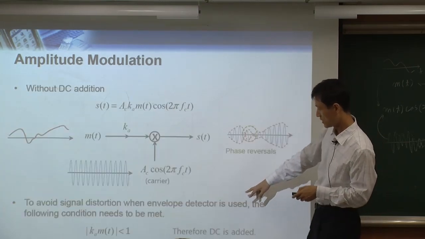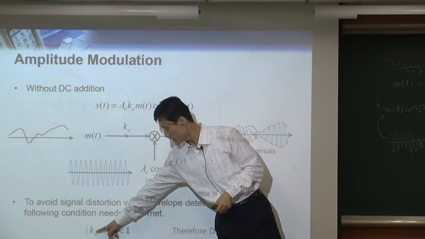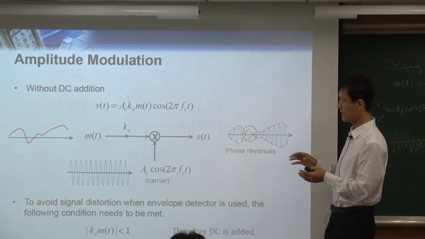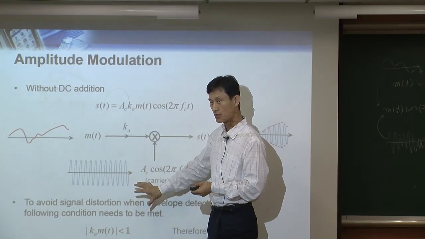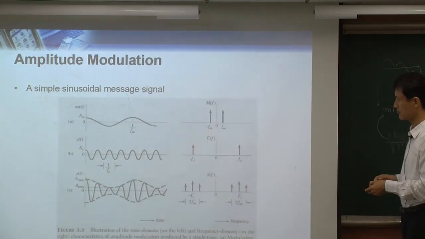That was actually what I said earlier. So that is kind of the modulation factor. When you multiply Ka with the message amplitude, that should be less than 1. I'll tell you why that's the case.